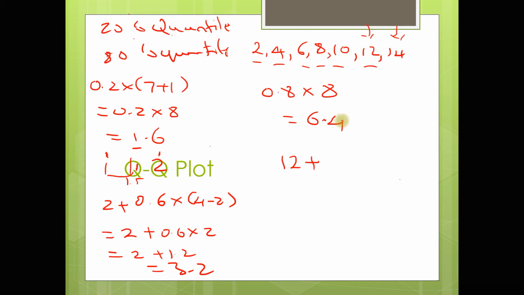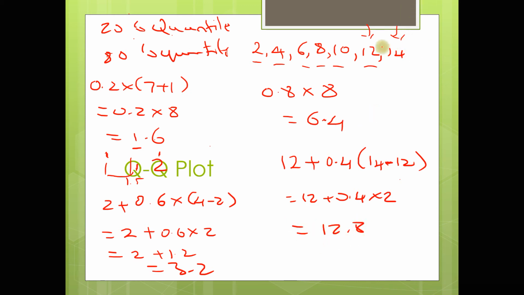Plus, you have 40% of the way. In the 20% quantile, we had 60% of the way from 2 to 4. But now you have 40% of the way, because 0.4 means you have 40% of the way from 6 to 7. So 40% of the way from 6 to 7 means 40% from 12 to 14, which is equal to 0.4 times 14 minus 12. So you have 12 plus 0.4 times 2. Basically, it is 12.8 that you have.